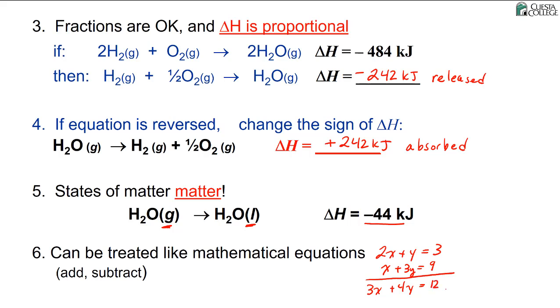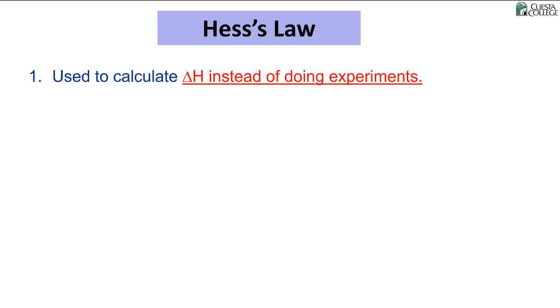We can do the same thing with thermochemical equations. The addition of thermochemical equations from small parts to give one big whole equation is an example of Hess's Law. Hess's Law is useful because we can use Hess's Law to calculate delta H values instead of doing experiments.